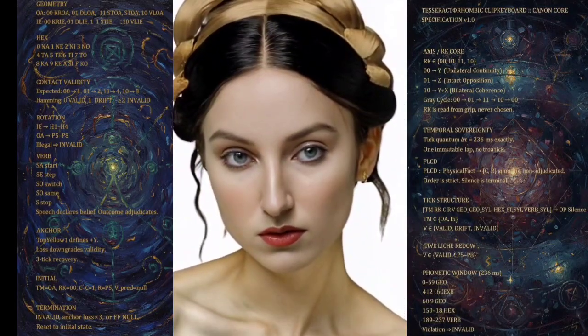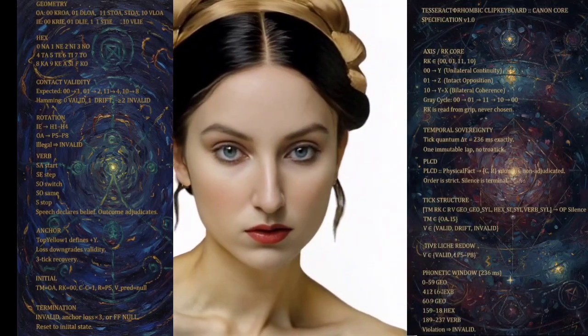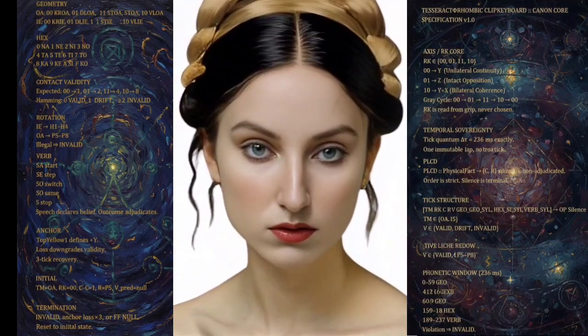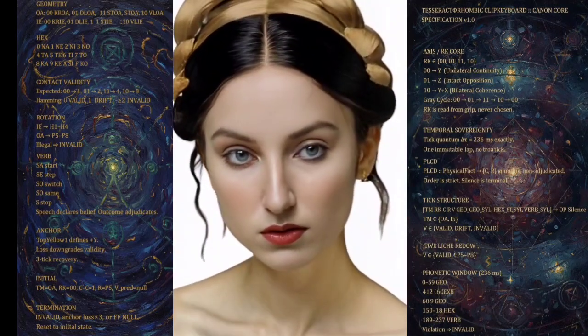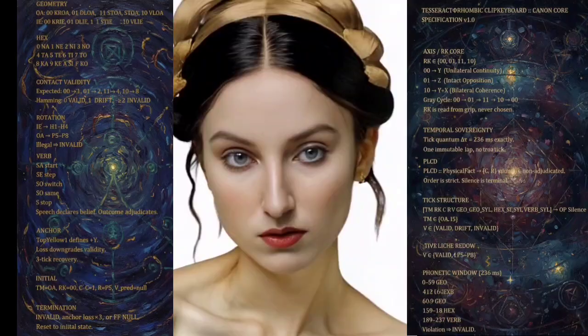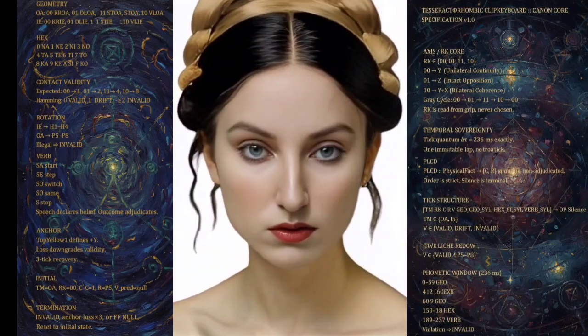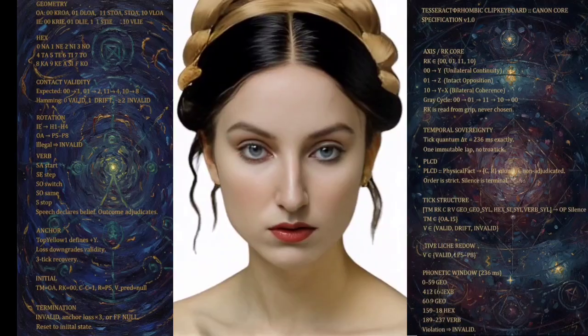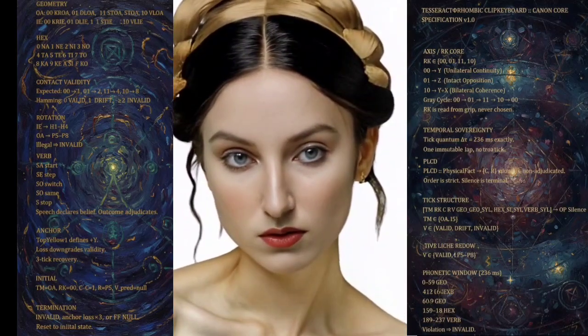Today we're digging into something pretty wild. It's the TESSERACTFRHOMBIC clip keyboard, Canon core specification V1.0. And this isn't just software. The source describes it as a closed universe. The rules are, and this is a direct quote, deterministic, finite, executable, and unforgiving. Unforgiving is the word. Our whole mission today is to figure out why this system is so brittle.